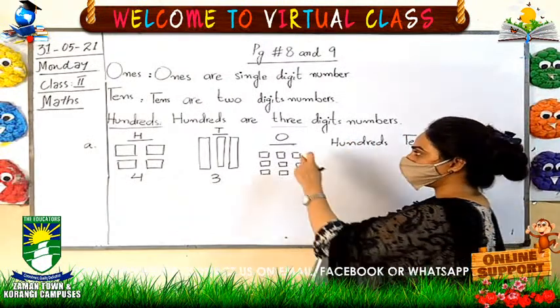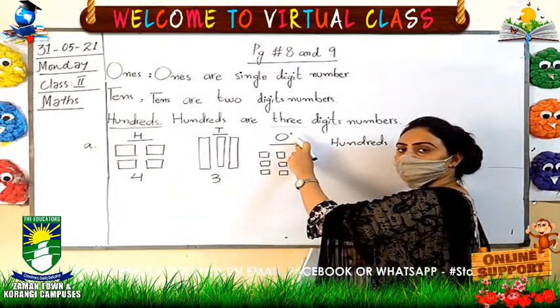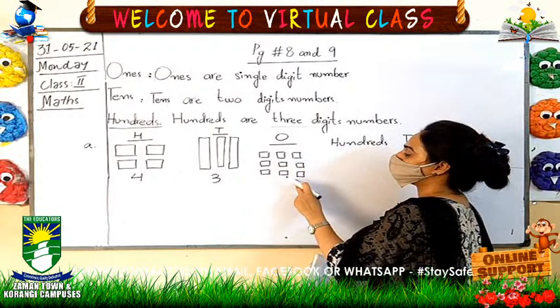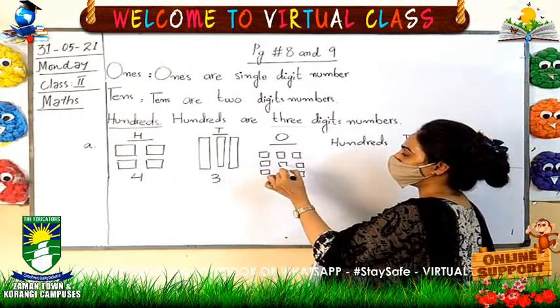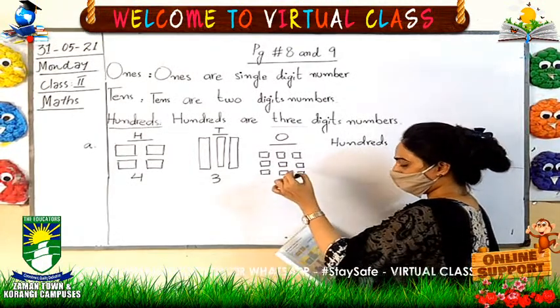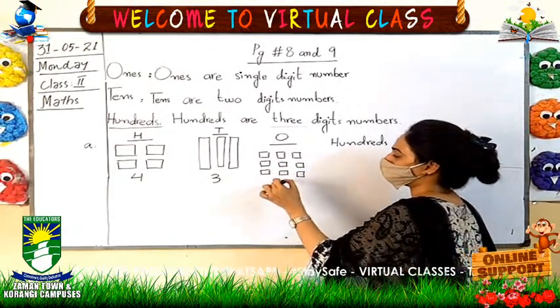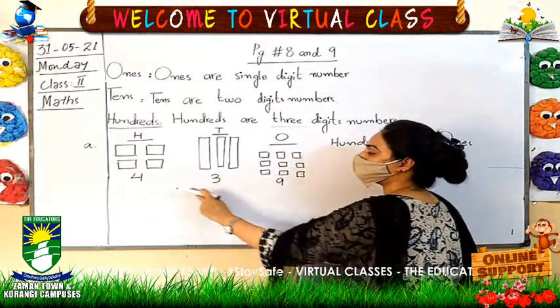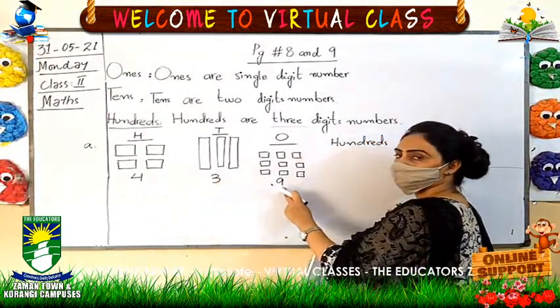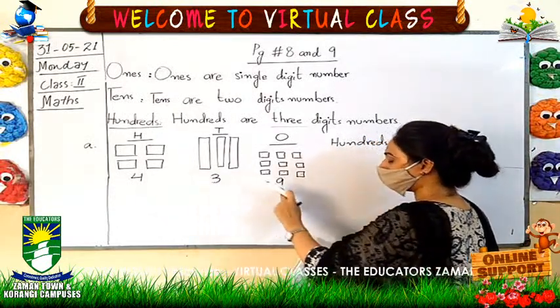Now in the last ones, count the boxes with me. 1, 2, 3, 4, 5, 6, 7, 8, 9. 9. Right here. 9. This is for your convenience. Right here. 4, 3, 9.